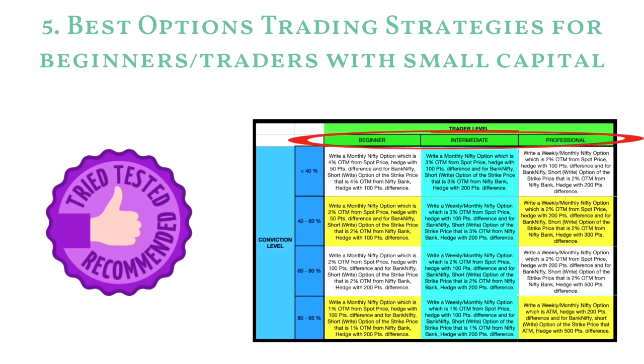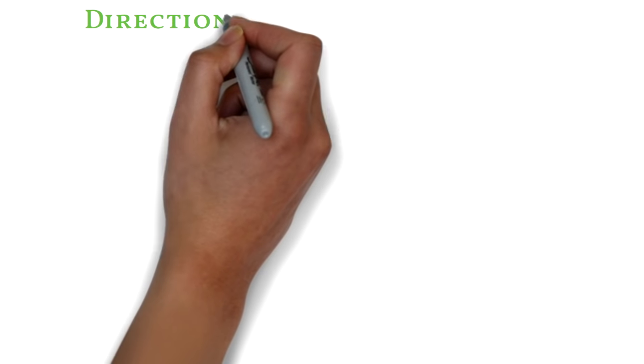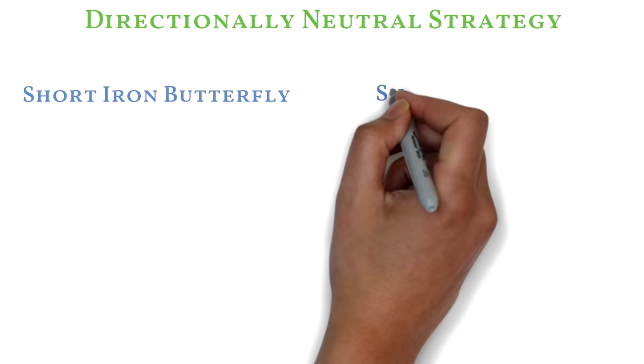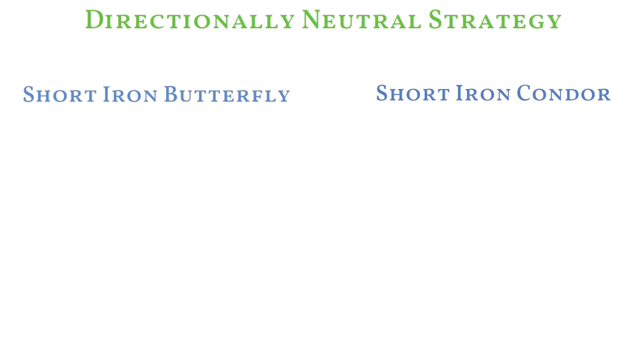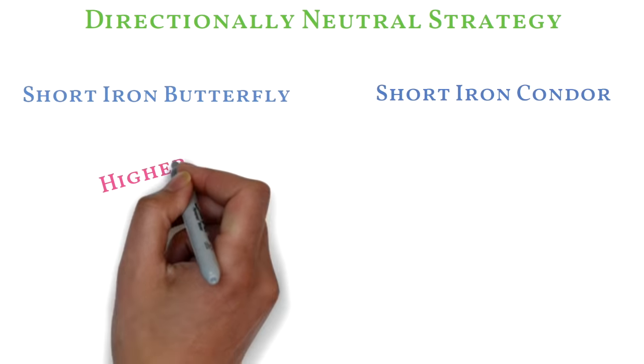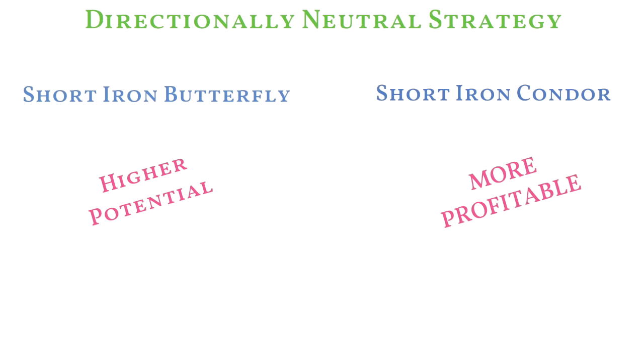But in case you are new to the market or not sure about the market trend, then we would suggest starting with a directionally neutral strategy. A few of the strategies you would have heard of are short iron butterfly or short iron condor. But what we will share has much higher potential and a proven track record. Okay. Don't get carried away by the name. We will explain this strategy simply here.